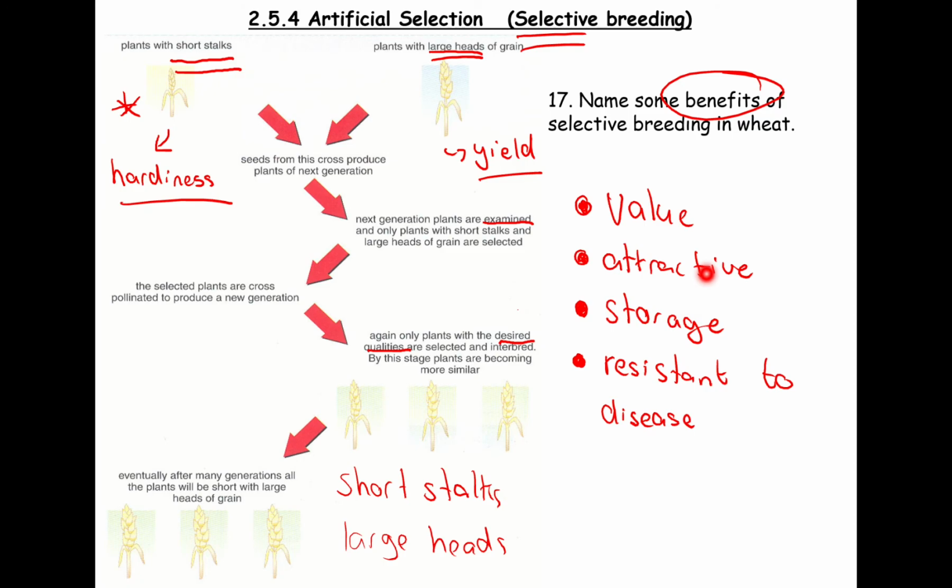Again, we can also see dogs. Different breeds of dogs have been selectively bred. So those with a good friendly personality or those with a nice look have been bred together to produce all the different types of breeds of dogs that we know today.